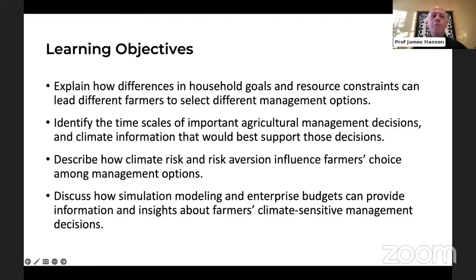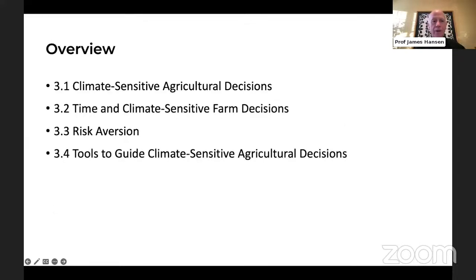Objectives. After the session, you should be able to explain how differences in household goals and resource constraints can lead farmers to select different management options, even with the same weather or climate information. Identify timescales of important agricultural management decisions and the climate information that would best support those decisions. Describe how climate risk and risk aversion influence farmers' choice among management options, and discuss how simulation modeling and enterprise budgets can provide information and insights about farmers' climate sensitive management decisions.